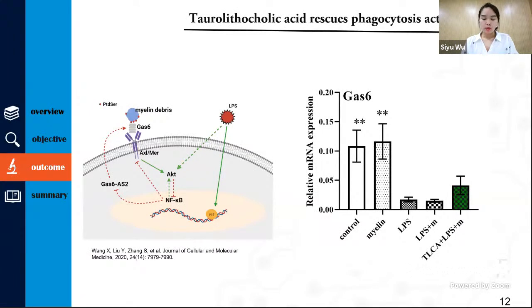We found a key point called GAS6, which means growth arrest specific 6, which was shown to interact with myelin phosphorylated serine and the macrophage's surface receptors. NF-kappa B pathways activate and inhibit GAS6 expression and secretion. TLCA rescues the GAS6 expression.